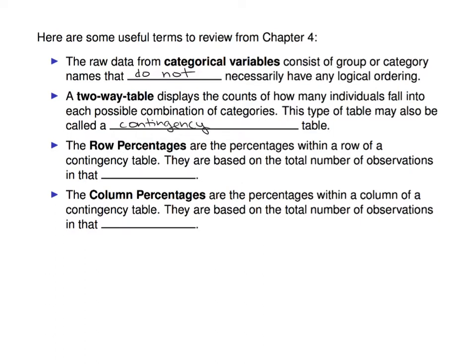The row percentages are the percentages within a row of a contingency table. They're based on the total number of observations in that row. And the column percentages are the percentages within a column of a contingency table, and they're based on the total number of observations in that column.